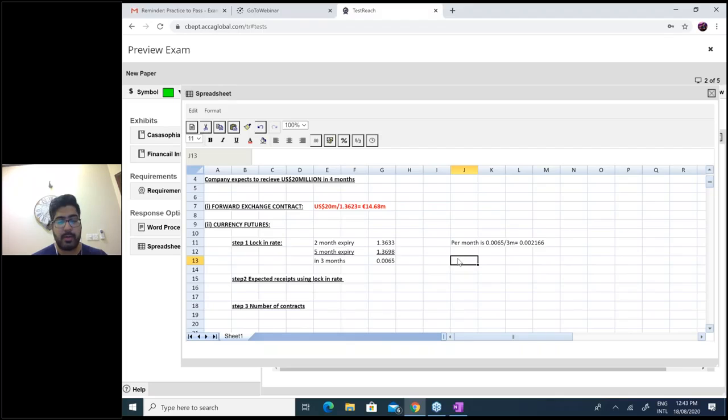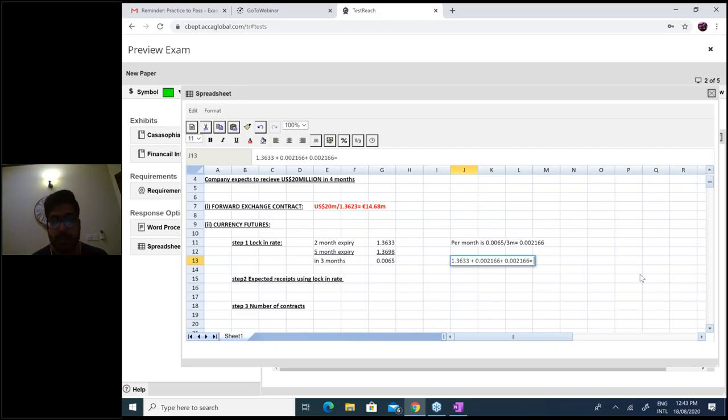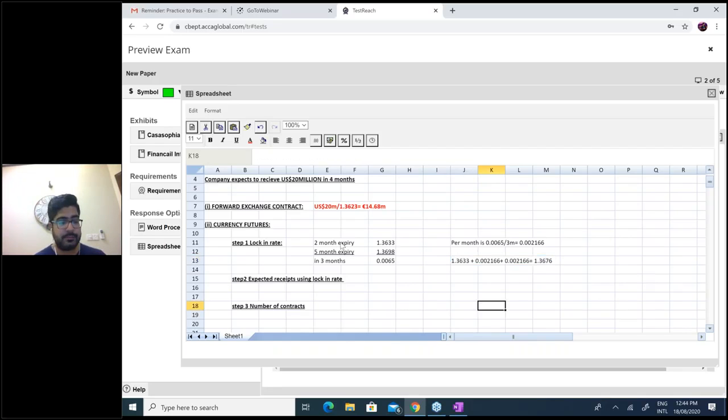So what you can do is you need a 4-month rate. You have the 2-month rate 1.3633, and it's rising by 0.002166 per month. If you add one time, it increases to 3 months, plus 0.002166 one more time. Okay, so it equals, or you can multiply it by 2, it's up to you. It's 1.36. This is the lock-in rate.